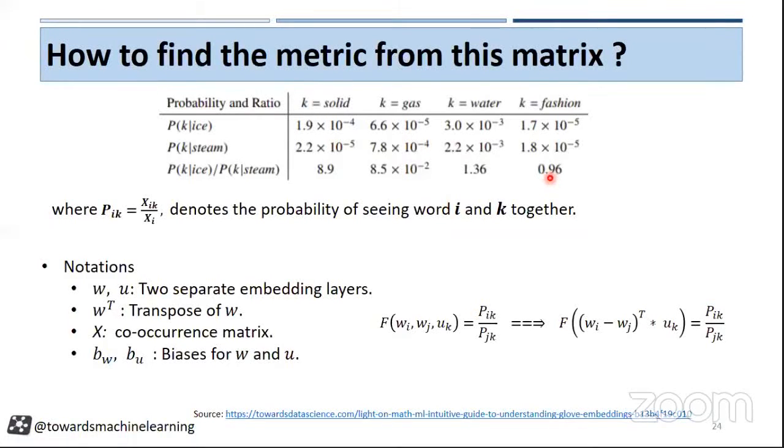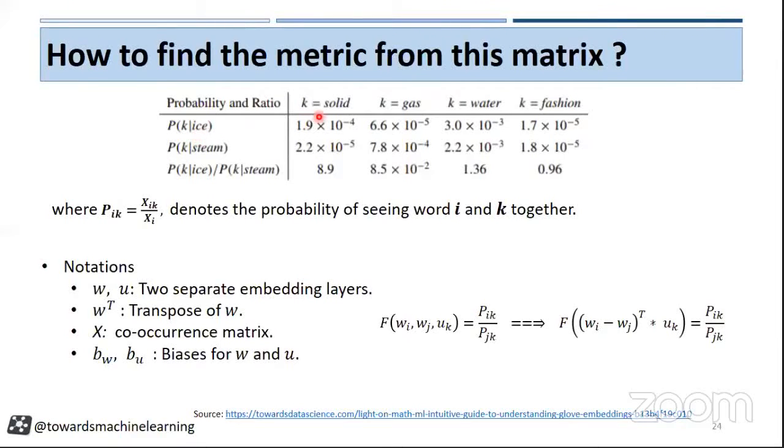So now we will see how we are going to get the matrix from our co-occurrence X matrix. Here you can see one table. In the first row we are representing the probabilities of occurrence of a word k given the word ice.